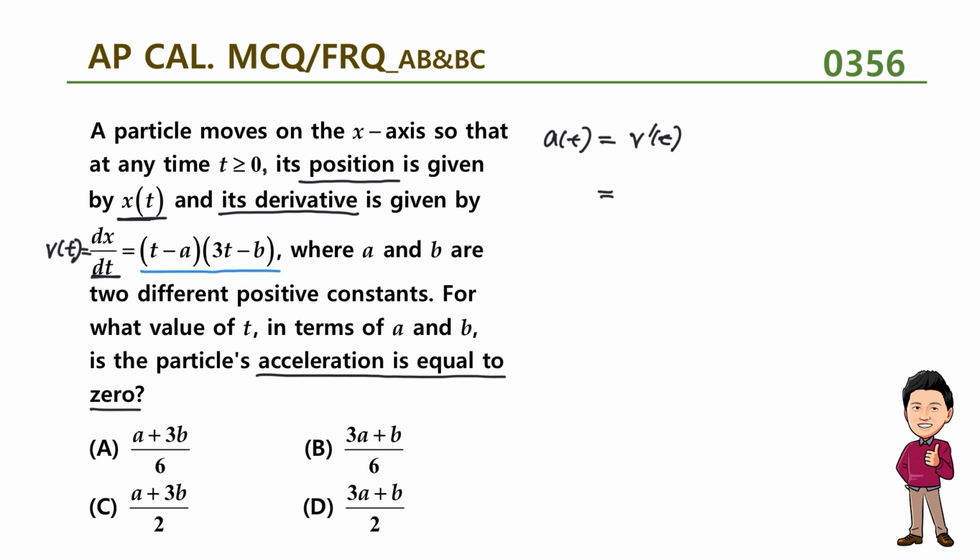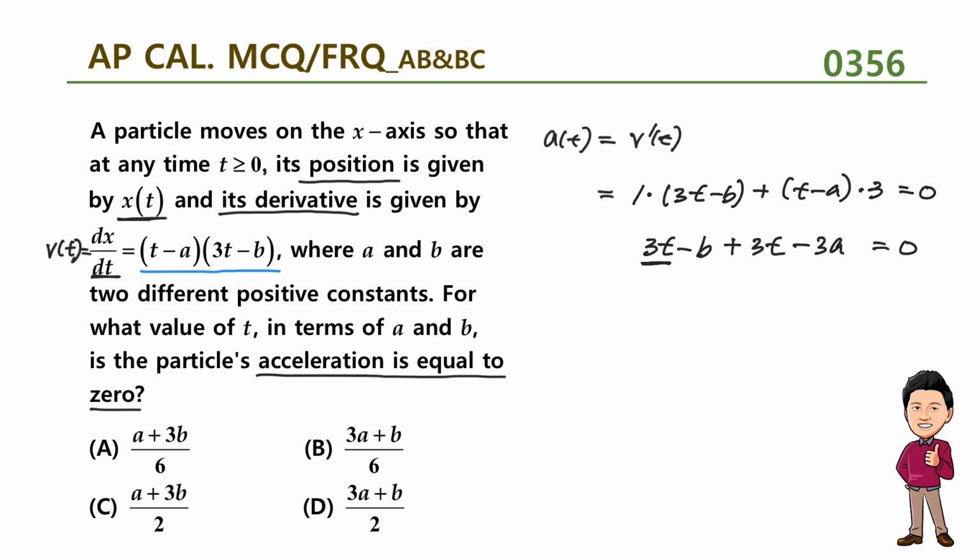V prime is equal to, we have to apply the product rule, right? Derivative of t minus a, that's going to be 1 times 3t minus b, plus t minus a times the derivative of 3t minus b, that's 3, right? And set that equal to 0. So 3t minus b plus 3 times t minus a, which is 3t minus 3a, is equal to 0.